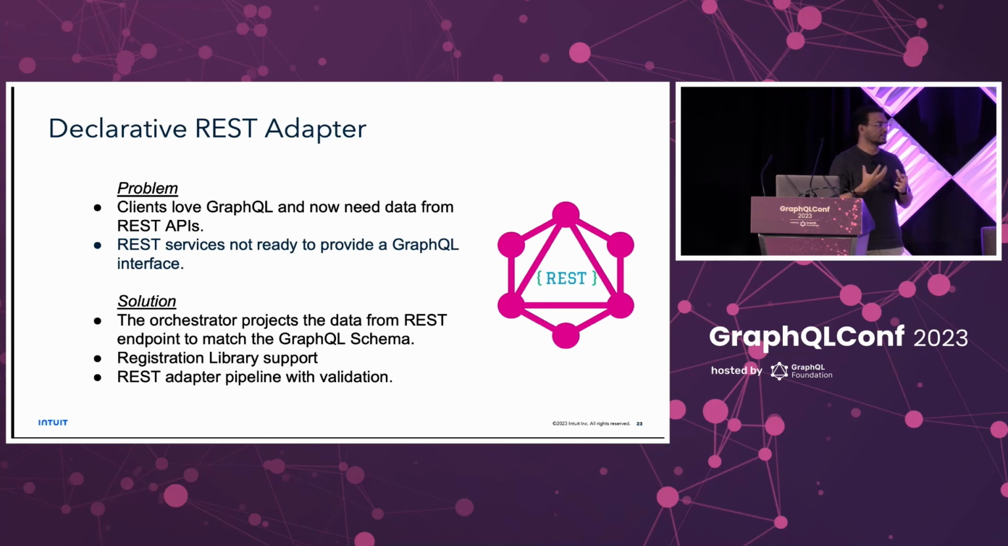adapters, where the orchestrator can project the data that it receives from the REST endpoints to match the GraphQL schema. I'll share about that in a little bit. This adapter support is also part of the registration library, so they can keep that, and it's all dynamic. We also created an adapter pipeline for services who are not in development mode, so clients can themselves create an adapter PR and get the benefit of GraphQL by themselves.